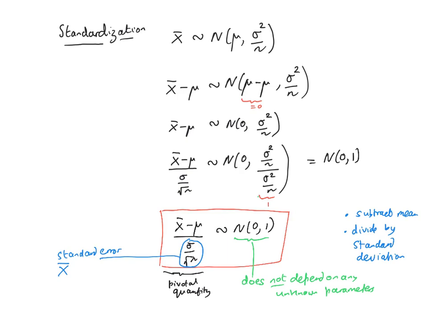Now that's allowed to depend on unknown parameters. We're assuming mu is unknown, but its distribution does not depend on any unknown parameters. So that is a key result and introduction to or revision of the standardization technique.